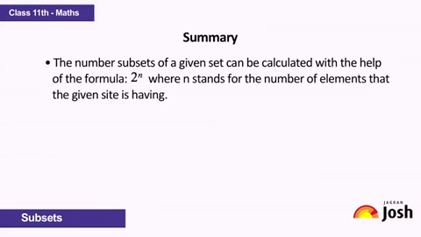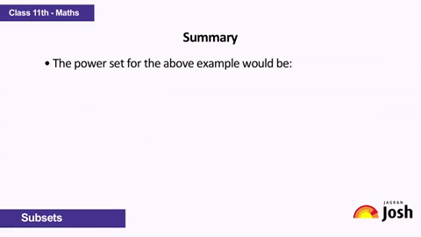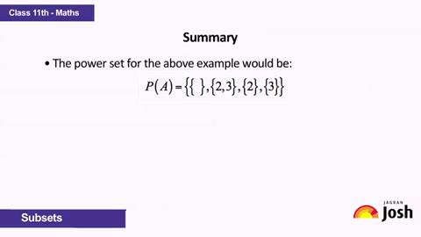The number of subsets of a given set can be calculated with the help of the formula 2 to the power n, where n stands for the number of elements that the given set has. The collection of all subsets of set A is called the power set of A. It is denoted by P(A). In the power set of A, every element is itself a set. The power set for the above example would be: power set of A is equal to null set, {2}, {3}, {2, 3}.